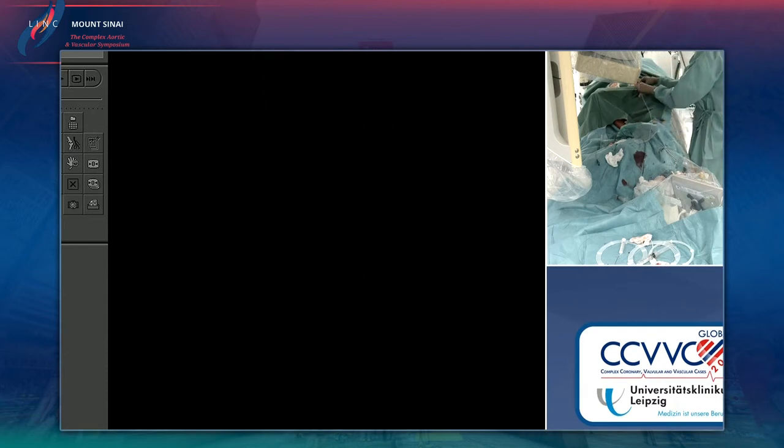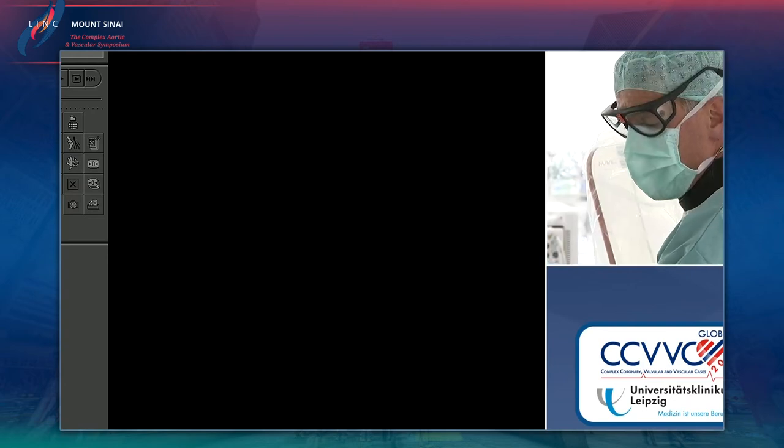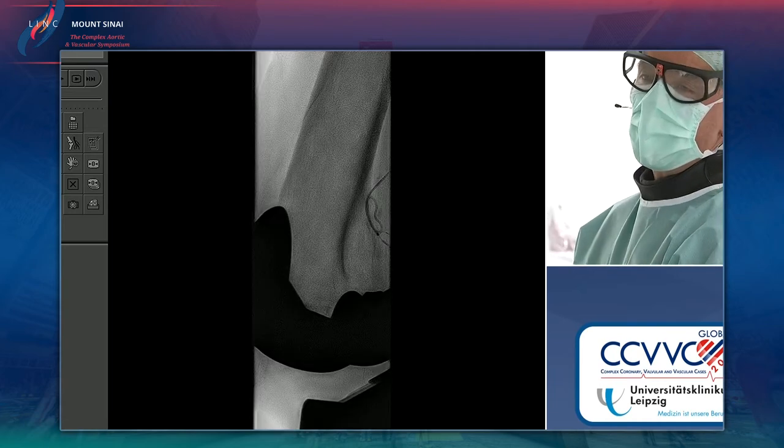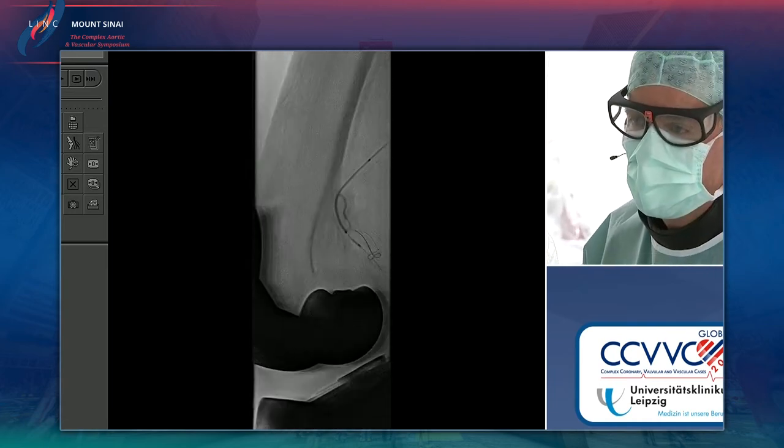Yeah, so we move now the leg into a frog leg position, and as you could see, the wire from retrograde went now subintimal here.